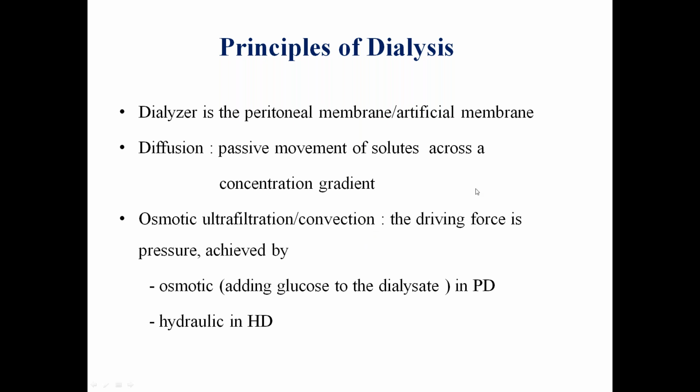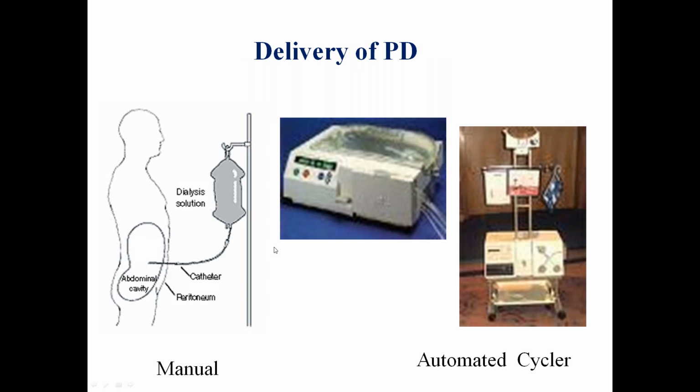So we need to remove urea, creatinine, sodium, and potassium by diffusion, whereas we need to remove the fluids by use of osmotic ultrafiltration. The osmotic ultrafiltration in peritoneal dialysis is essentially the glucose that is added to the dialysate fluid, whereas in hemodialysis, it is the hydraulic pressure or the transmembrane pressure which is provided by the hemodialysis machine.